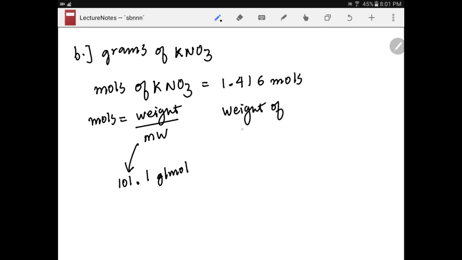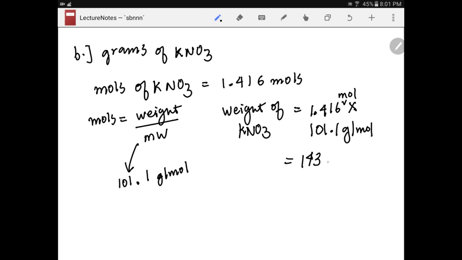The weight of potassium nitrate equals 1.416 moles times 101.1 grams per mole. The moles cancel, and we get 143.16 grams. So this will be the answer to part B.